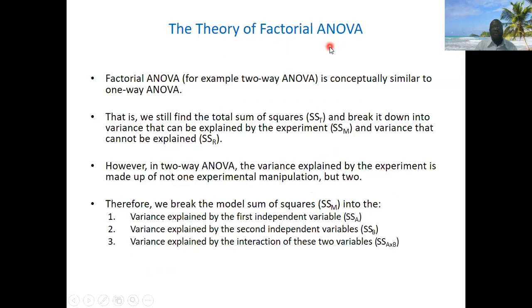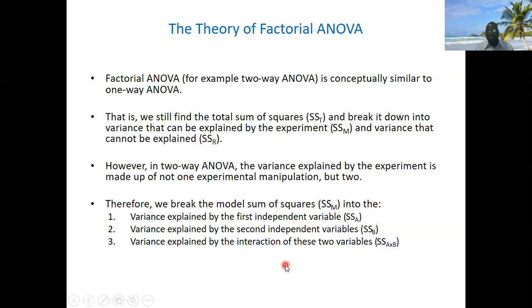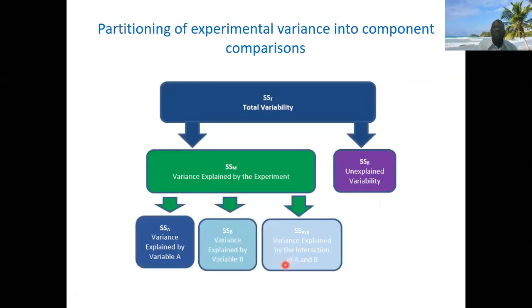Now, that's what I just explained here. Therefore, we break the model sum of square into variance explained by the first independent variable, that will be sum of square A. Then variance explained by the second independent variable, sum of square B. Then variance explained by the interaction of these two variables, that is sum of square A and B.